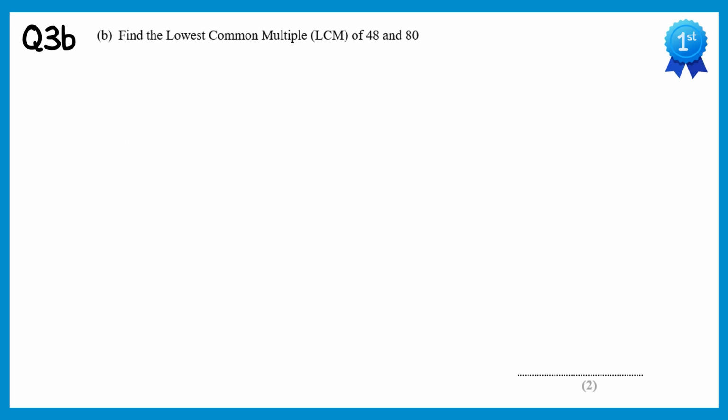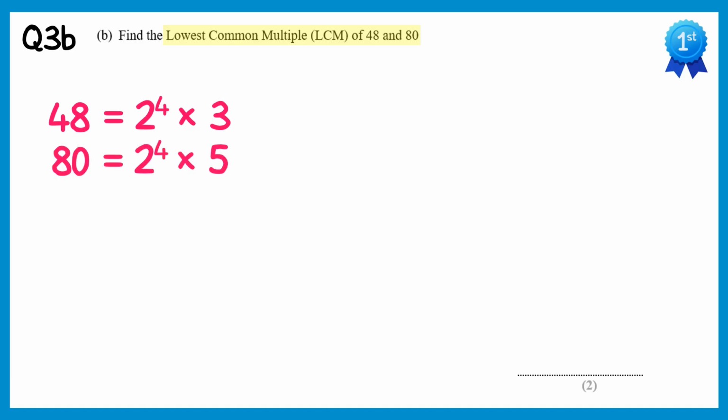For the second part of this question, we need to find the lowest common multiple of 48 and 80. To do this, we're also going to prime factorize these numbers using the calculator. So for 48, you get 2 to the 4 times 3, and for 80, you get 2 to the 4 times 5. And for both of these, I'm going to write those 2 to the 4s as 2 times 2 times 2 times 2.